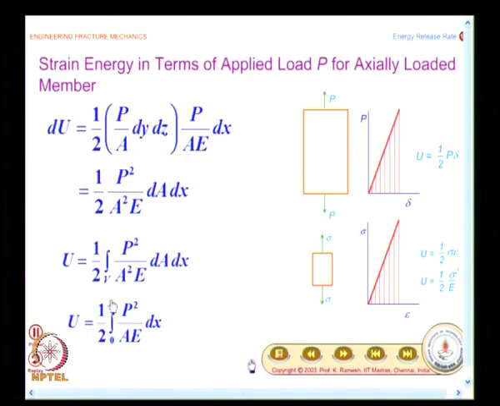You will get similar expressions for bending as well as for torsion. Nevertheless, we will look at them. It is better that you have these equations in your notes, and you should also look at one more aspect. What is focused here is the form of this strain energy. When I have strain energy, it is like 1/2 of sigma squared by E into unit volume. Here the unit volume is taken.